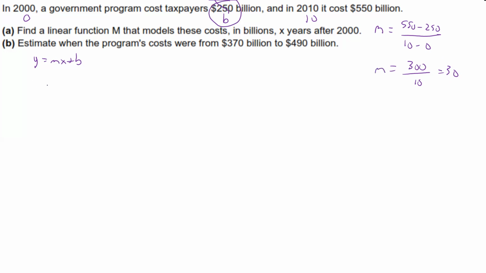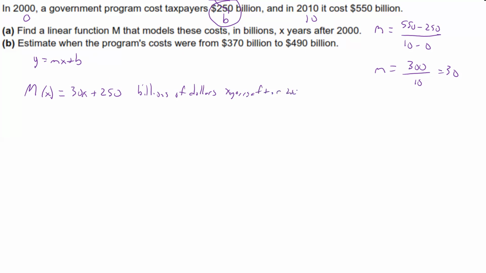So we have a model. Okay, so they want m. So we want m of x equals our slope, 30x plus 250. And so that's going to be billions of dollars. That's going to be our units once we get this done. And then, billions of dollars x years after 2000.